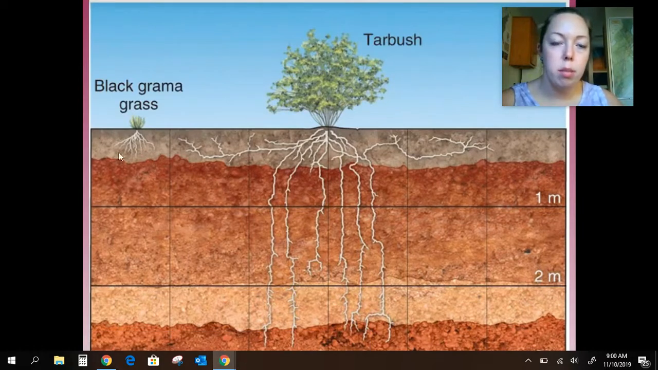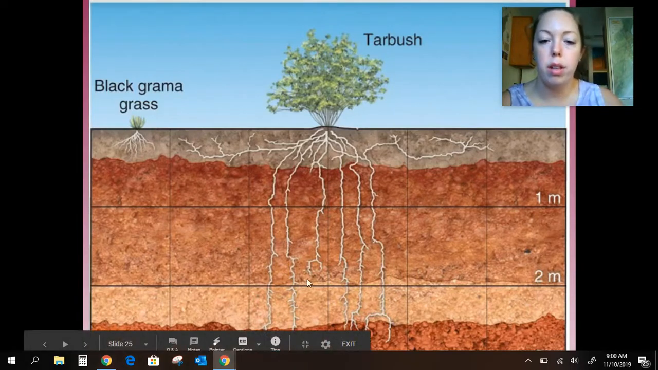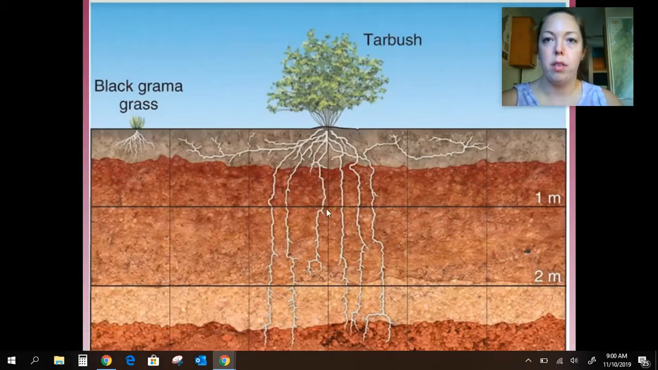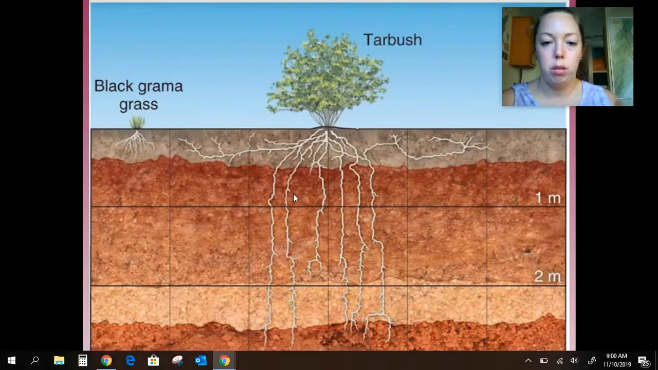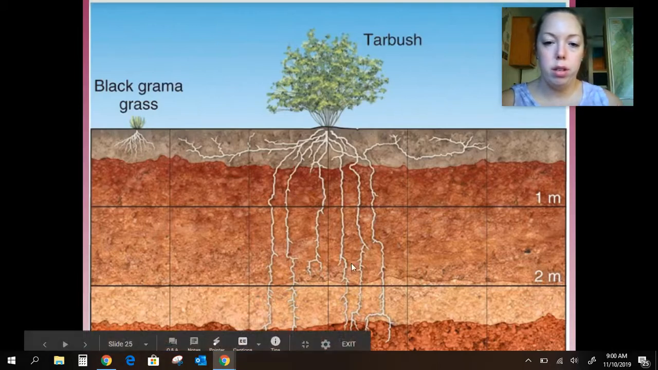We can see here that the black grama grass has shallow roots that extend only over this area to capture rainwater. But the tar brush plant sends its roots way down into the ground so that it can tap into deep sources of water. Over time, these 2 species have evolved to coexist in this way, and they're still thriving, each with a different part of the soil from which it obtains its water.